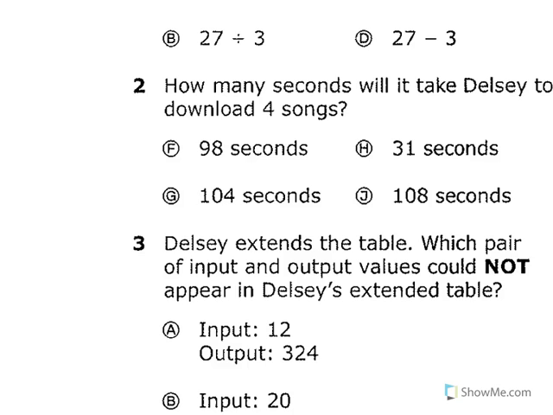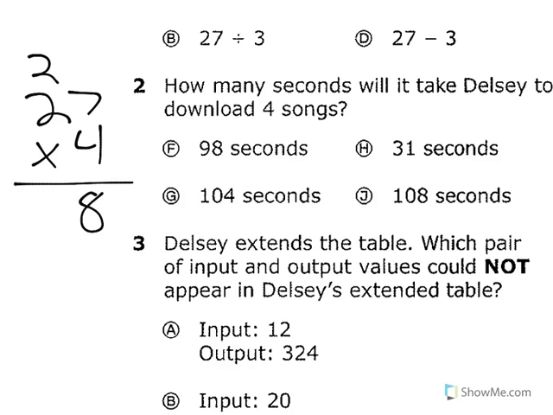Question number 2. How many seconds will it take Delsey to download 4 songs? And that would be 27 times 4. 4 times 7 is 28. And 4 times 2 is 8, plus 2 is 10. So that's 108 seconds.